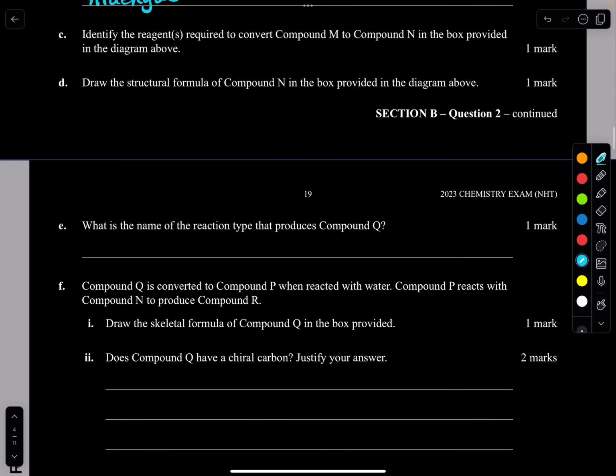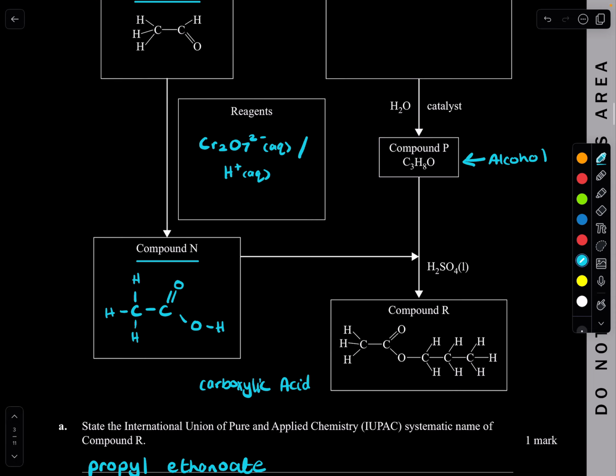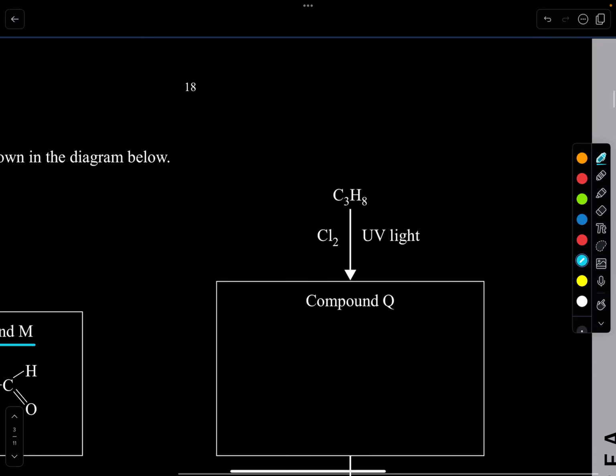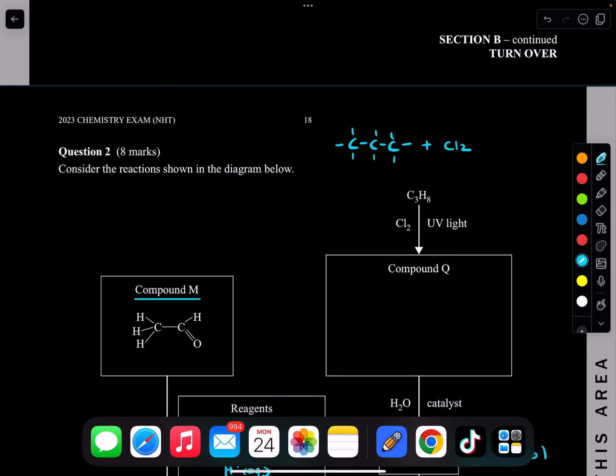All right. What is the name of the reaction type that produces compound Q? So compound Q here, we're going from basically propane, C3H8, and we're reacting with chlorine, Cl2, so chlorine gas. Now, what's going to happen? We know what's happened. It's with UV light.